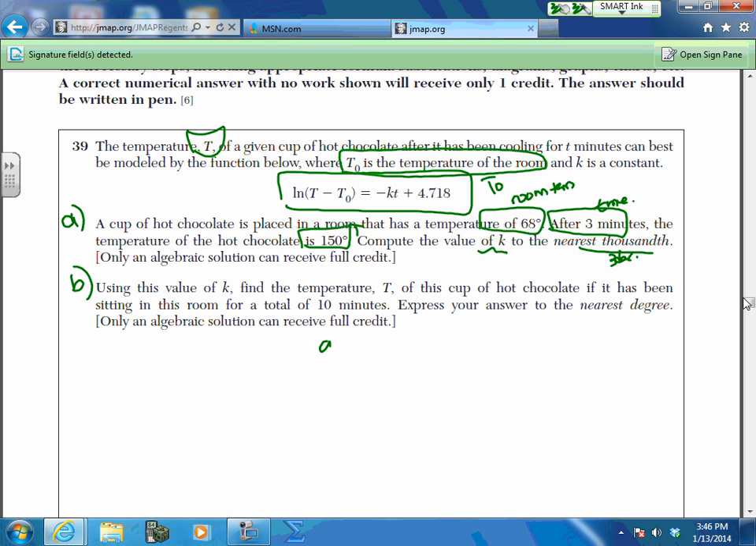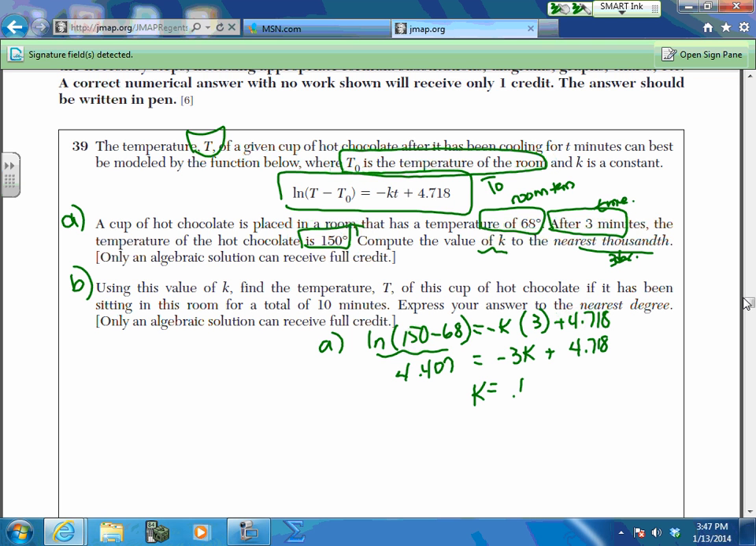So we plug in what we know. T is 150 minus T sub 0, which is 68, is equal to negative K. We don't know this. Time we know is 3. And now we solve. We can put this in your calc just like you read it. Subtract your 4.718 and divide by negative 3 and find me the value of K. This is your first part.